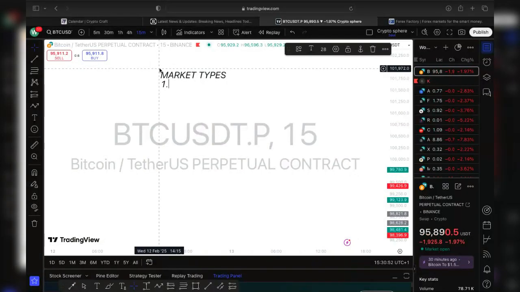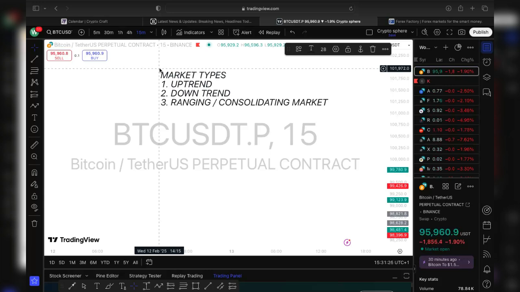Market types. The first one is what? Uptrend. The second one is what? Downtrend. The third one is what? Ranging, or what? Consolidating market. These are the three types of markets we have.